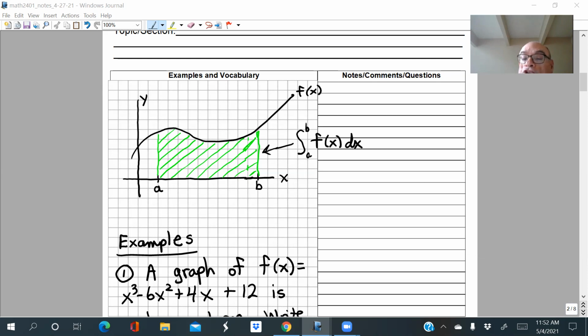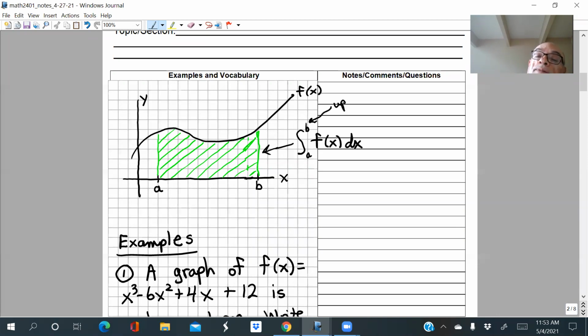Now, what's unusual in this notation is that as a subscript and a superscript for your integral sign, you have two numbers: the left edge, a, of this area, and the right edge, b, of this area. This is still referred to as an integral, but it is called a definite integral because it has these two numbers attached to it. These two numbers are called the limits of integration.